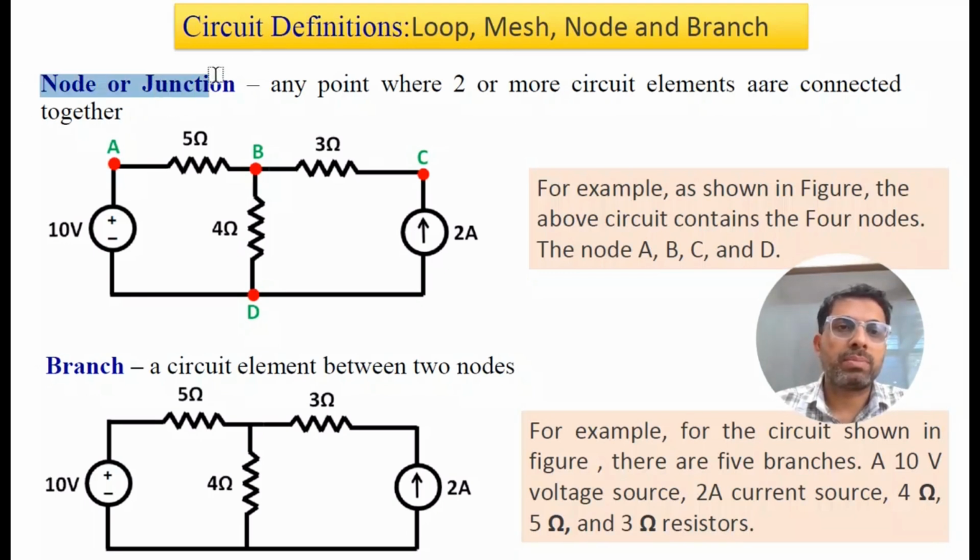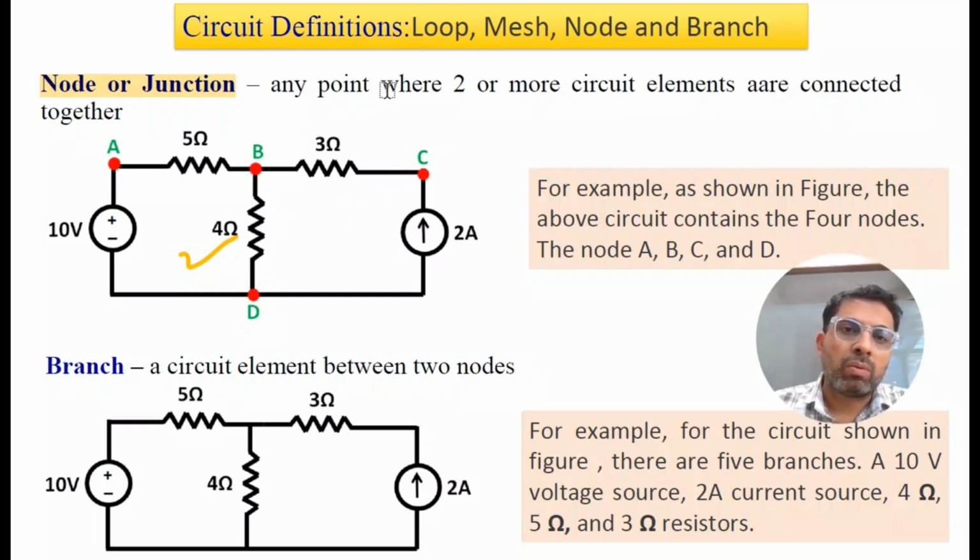So what is the first term? That is what is node and what is junction. So what is node? Any point where two or more elements are connected together is called a node. For example, let us consider this particular image. In this particular image, there are four nodes, that is A, B, C, and D. Why are A, B, C, D nodes?